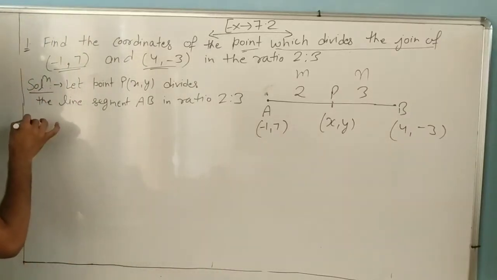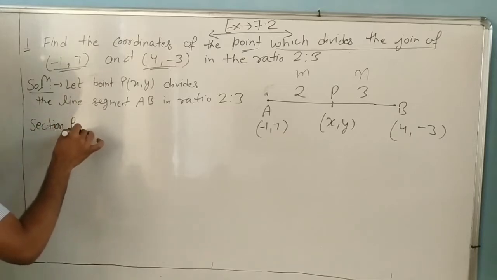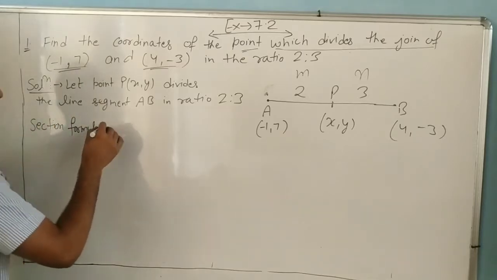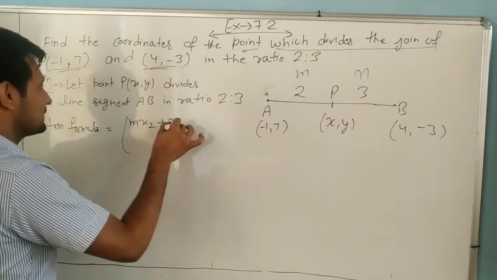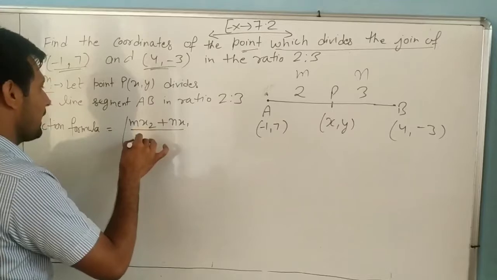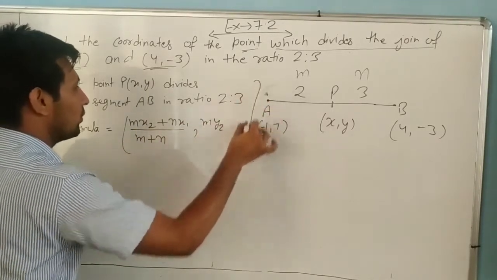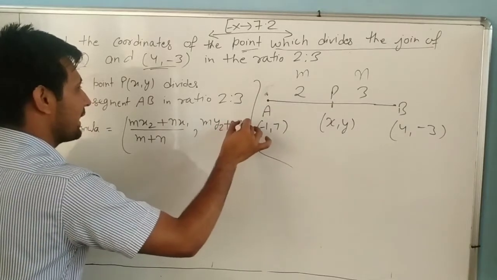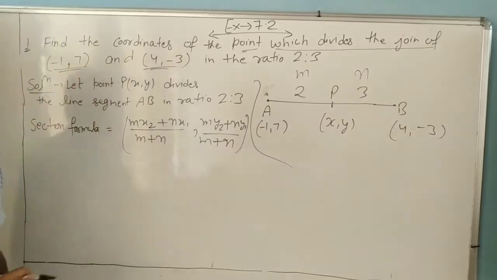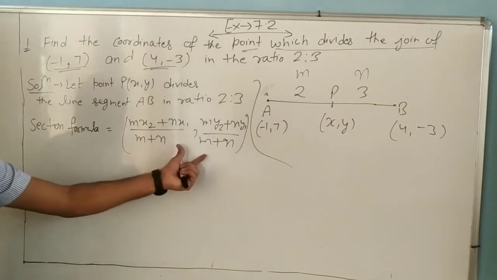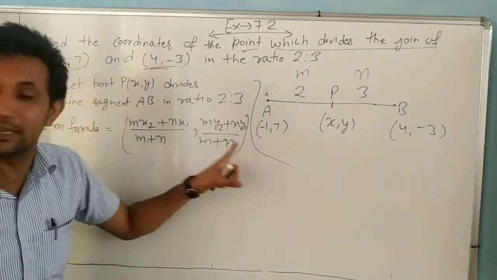So write the section formula, dear. How will you find the section formula? (m x2 + n x1)/(m + n), (m y2 + n y1)/(m + n). And these are whose coordinates? The points which are dividing. So this is the value of x, this is the value of y.